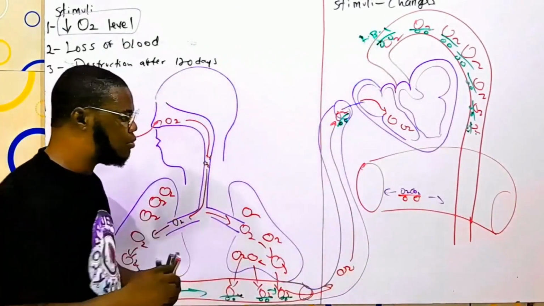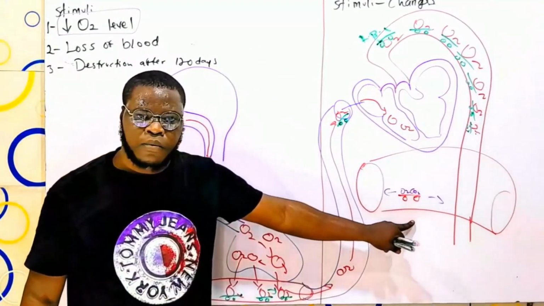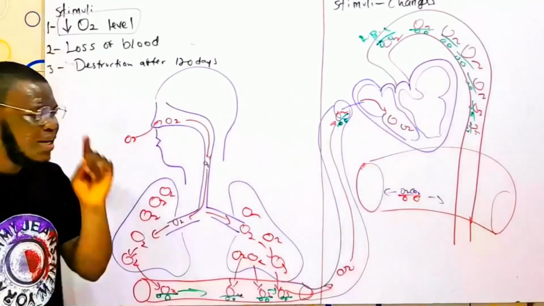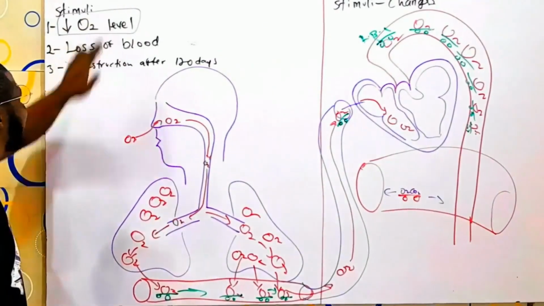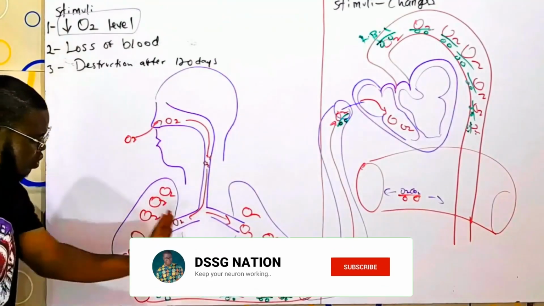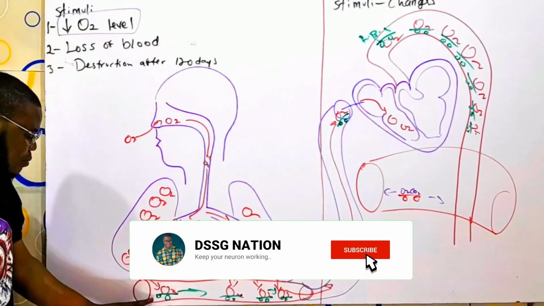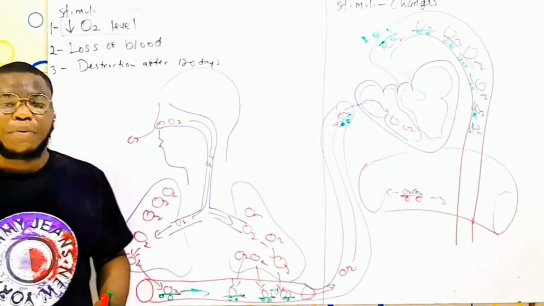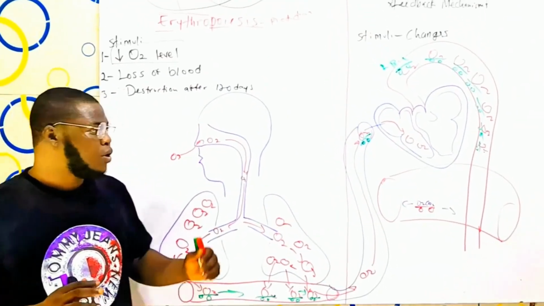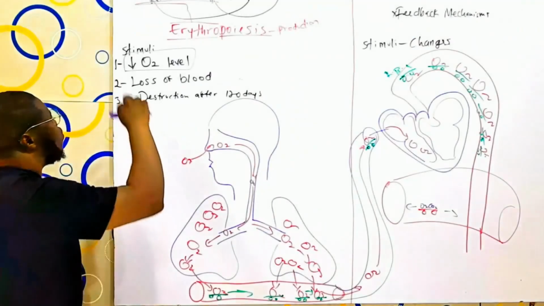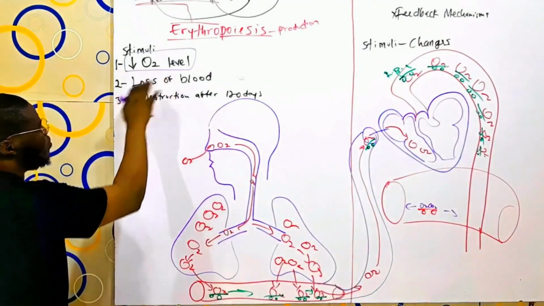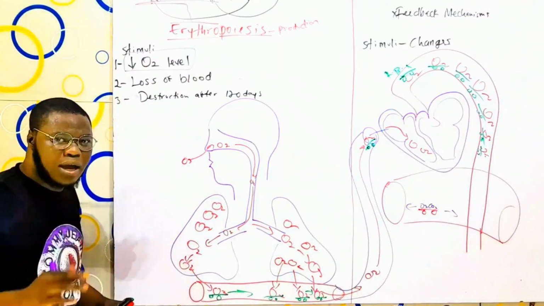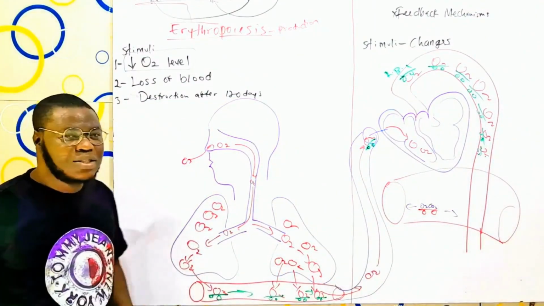Now, you understand what I'm trying to do right here. So, if these guys are the ones responsible for driving oxygen all around, then if there is a reduction in oxygen level, do you think these red blood cells will perform their function? Obviously not. So I apologize guys, I was distracted by something. The point is that whenever there is a reduction in oxygen level, or you lose some kind of blood, or there is a destruction of your red blood cells after 120 days, some certain things will happen.